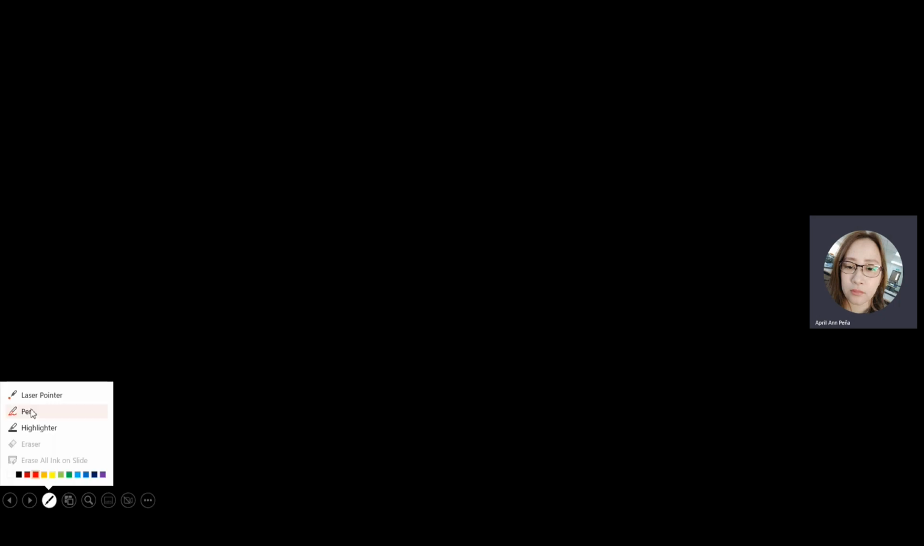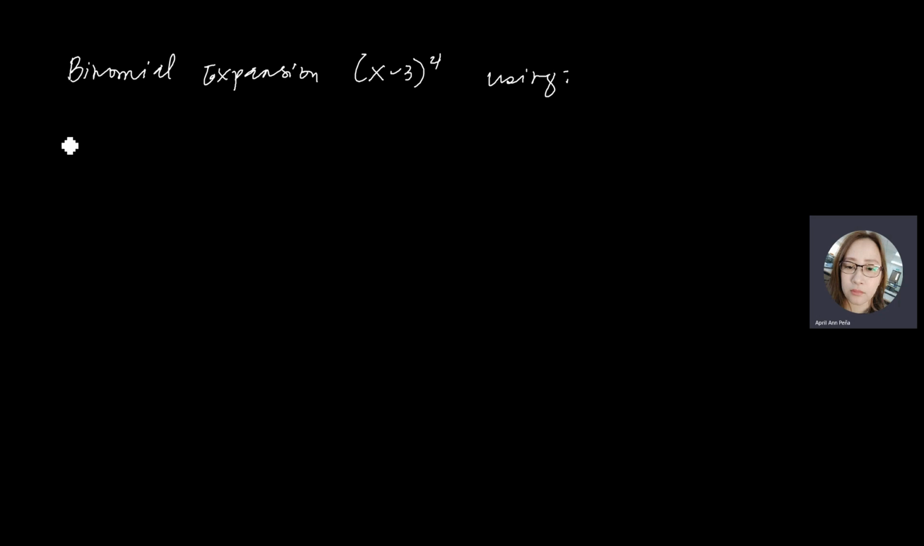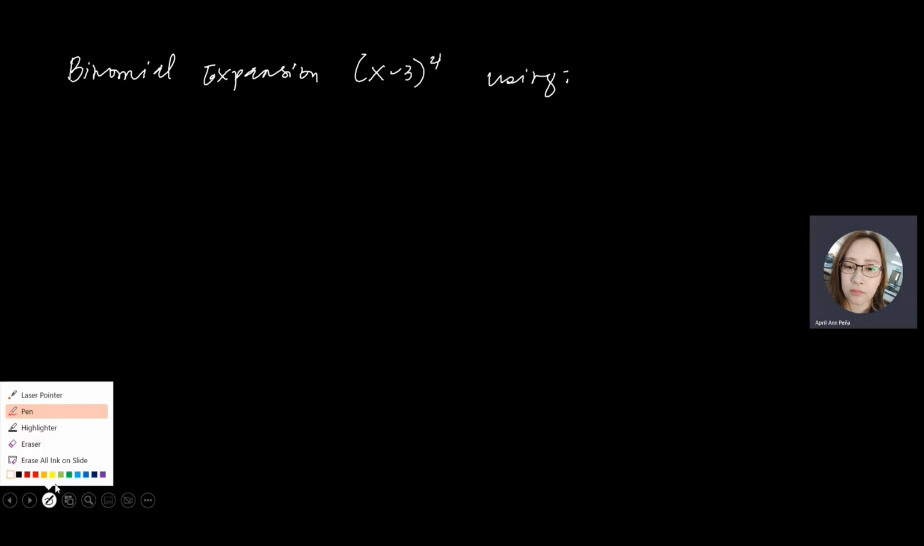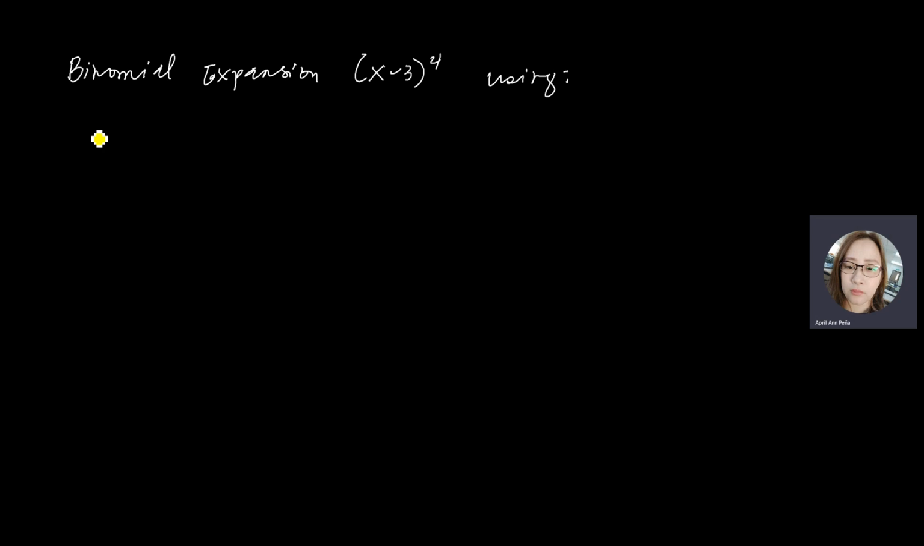So the Pascal's triangle and binomial theorem are actually two ways of expanding a binomial. So, binomial expansion. For example, if we would like to expand x minus 3 raised to 4, we can use the Pascal's triangle. By the way, this example is the one in the learning activity form that I provided in the LMS.